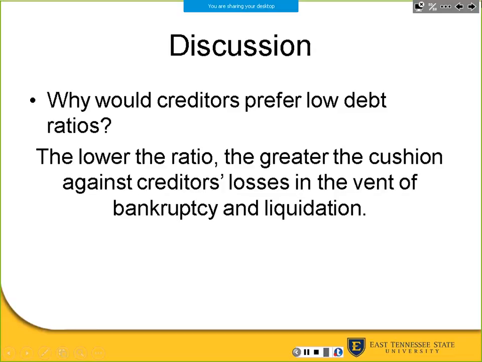Same reason, when you go to buy a house, they look at your debt to income ratio, I think is what it's called. And so your interest rate is going to be based off of what your debt to income ratio is. Same thing here. If you have a lower debt ratio, you're going to be looked upon more favorably than if you have a higher one, because you're decreasing the creditor's losses in case you go bankrupt or you have to liquidate.